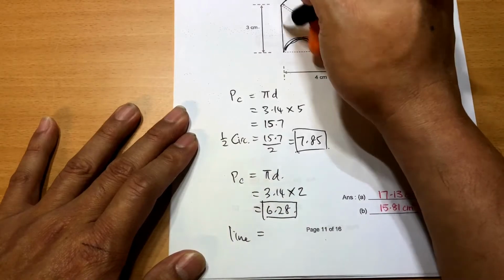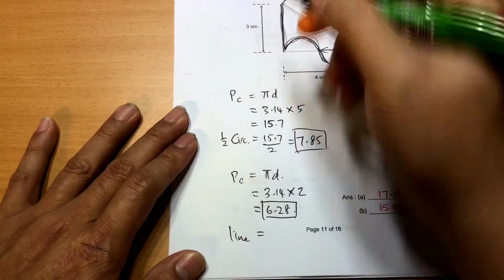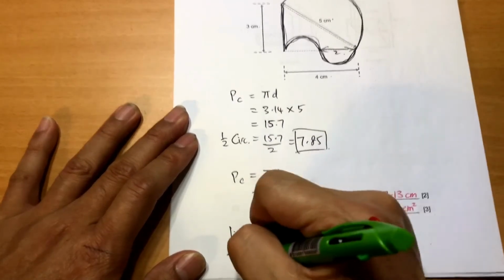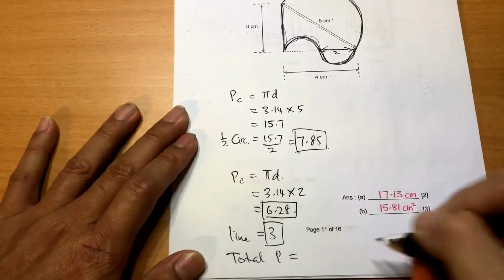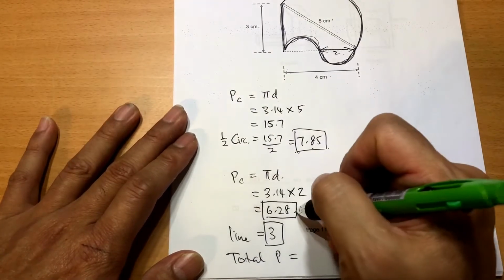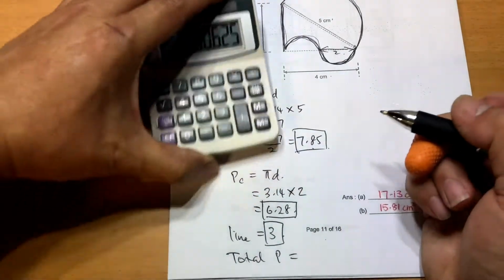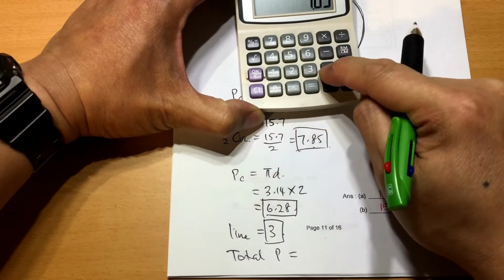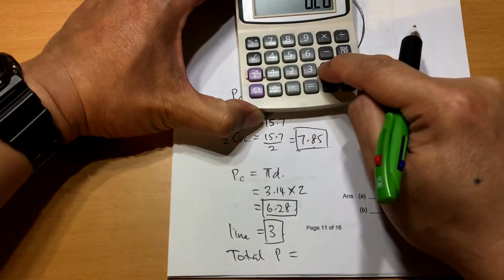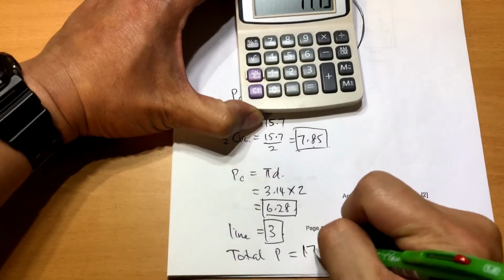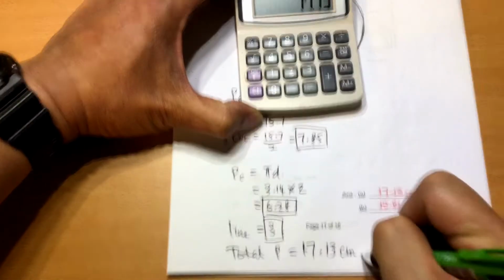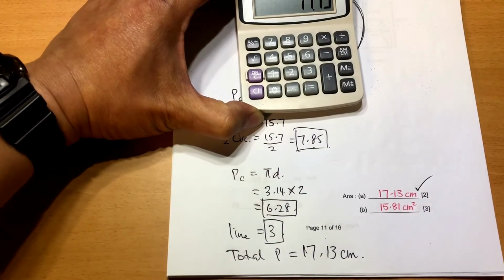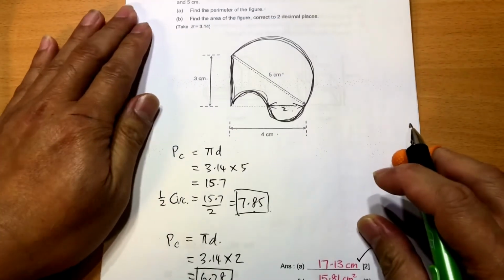And the line as part of the triangle here, that's 3. So add these three things together: total perimeter is equal to 7.85 plus 6.28 plus 3. Let's do a quick calculation just to make sure we got it correct. 7.85 plus 6.28 plus 3 is 17.13 centimeters. Checking the answer here, 17.13 cm. That's correct.